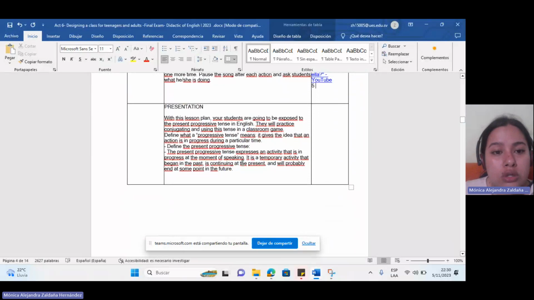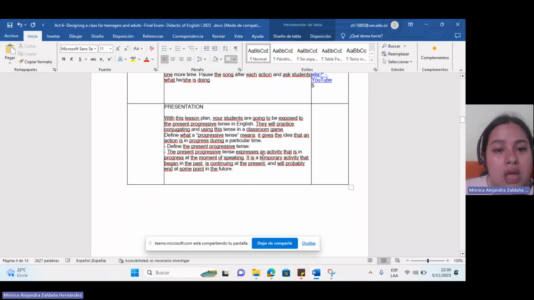And for the presentation, with the lesson plan, my students are going to be exposed to the present progressive tense in English, and they will practice conjugating and using the tense in a classroom game.